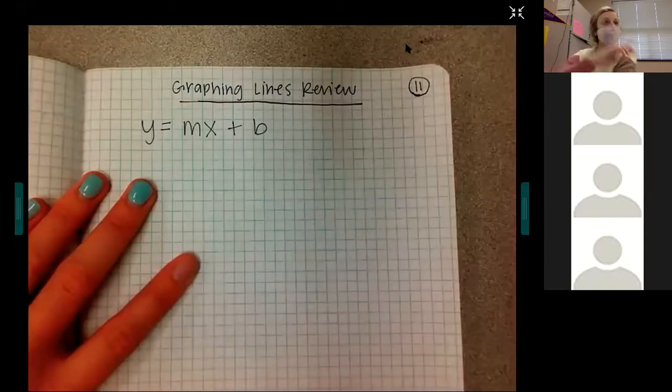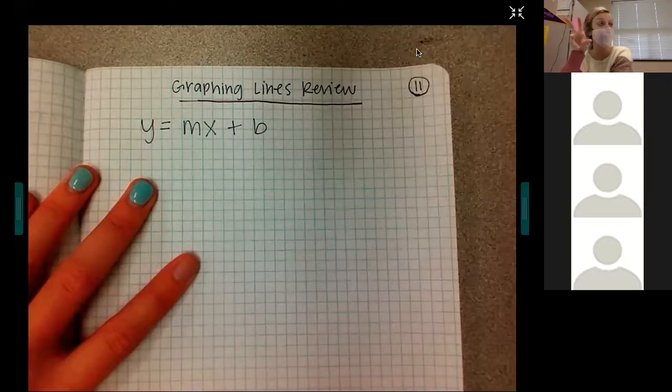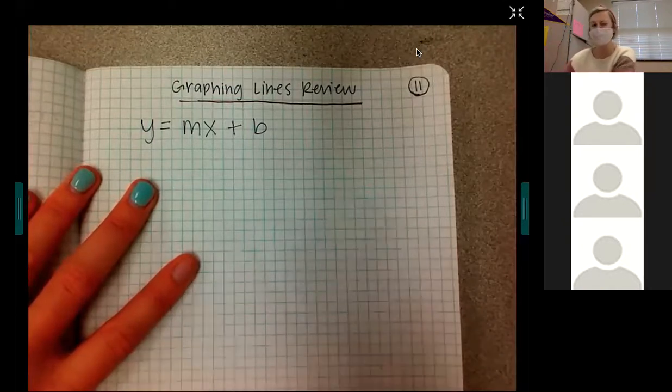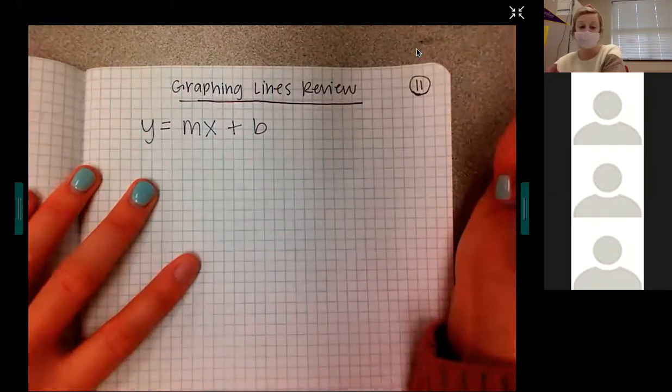All right, so y equals mx plus b. That's what our lines have to look like to be able to graph them. So who remembers what this equation is called? What form is this in? Not standard, it's the other one. Came right before standard on your vocab sheet.